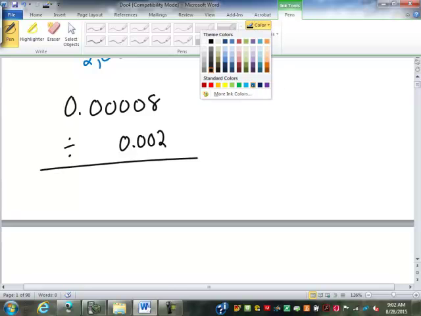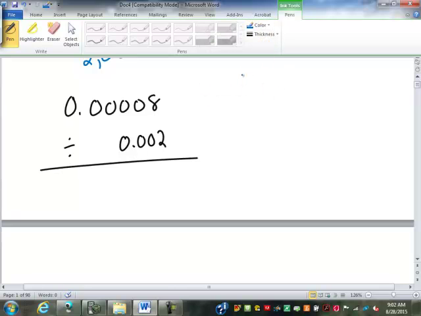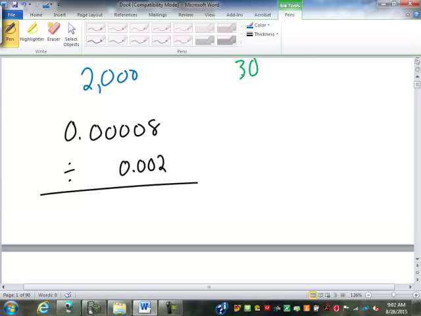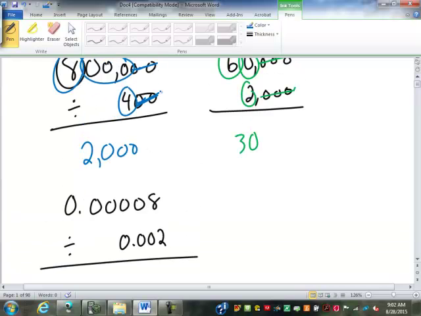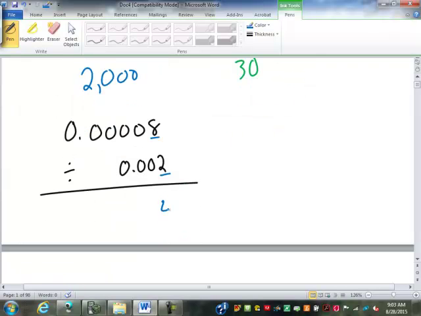When I'm dividing with decimals, same thing. When I had large numbers, I canceled out the zeros. When I have decimals, I cancel out decimal places. Here I have 8 divided by 2 is 4. I have 3 decimal places here. So I'm going to cancel out 3 decimal places here, leaving me with 2 decimal places. So I have 0.04.